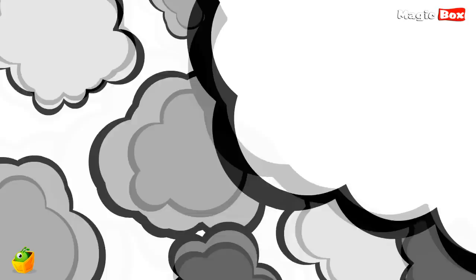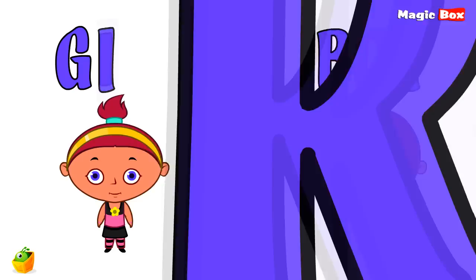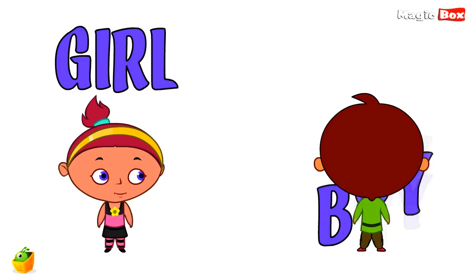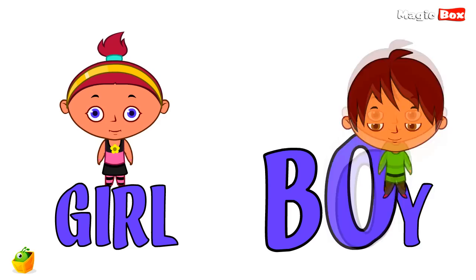Here is a boy. And now here is a girl. Nico is the name of the boy. And Miko is the name of the girl. What is the opposite word for boy? Yes, that's right. The opposite word for boy is girl. Boy and girl are opposite words.